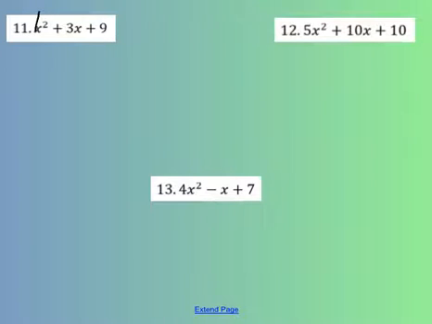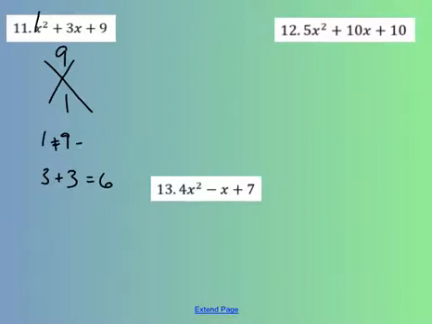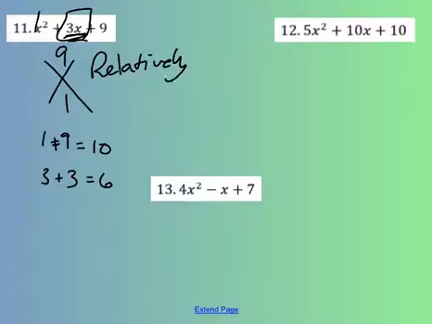So now look at this. This is 1. Okay. I would add 9 and 1. Well, 1 times 9, or 3 and 3. Well, if I add 3 and 3, that's 6. If I add 1 and 9, that's 10. Alright, that does not give me this 3 here. So this one would be relatively prime.